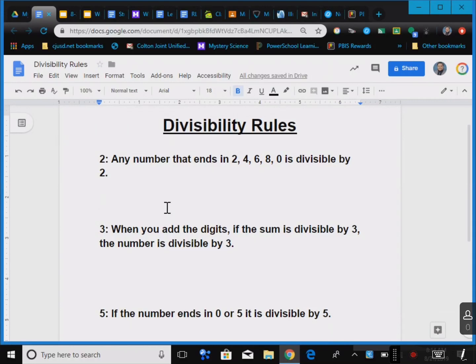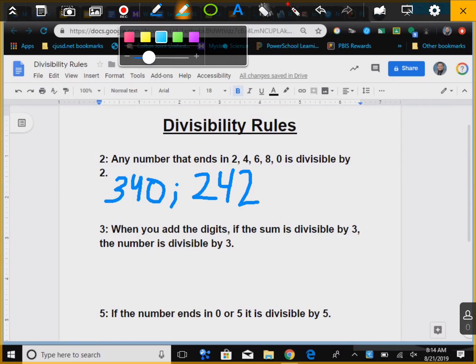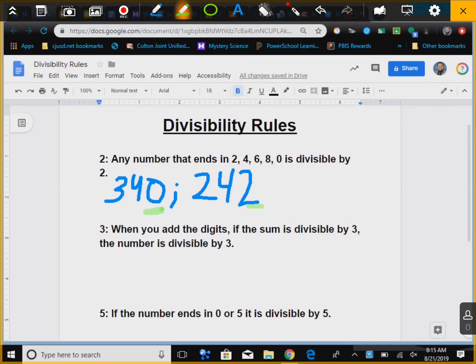So let's get started. The rule for 2: any number that ends in 2, 4, 6, 8, or 0 is divisible by 2. For example, if I gave you the number 340, that is divisible by 2. If I gave you the number 242, that's also divisible by 2 because both of these end in either a 0, 2, 4, 6, or 8.